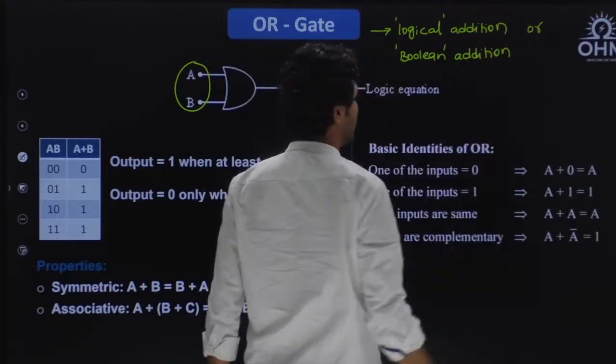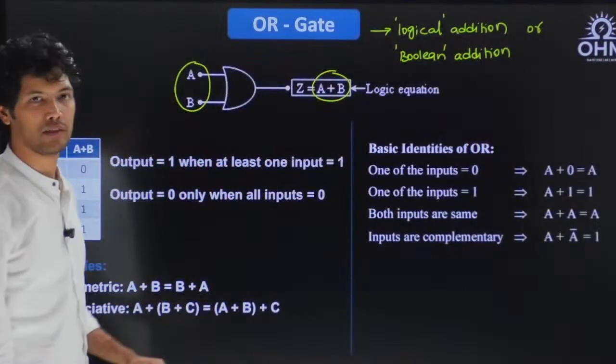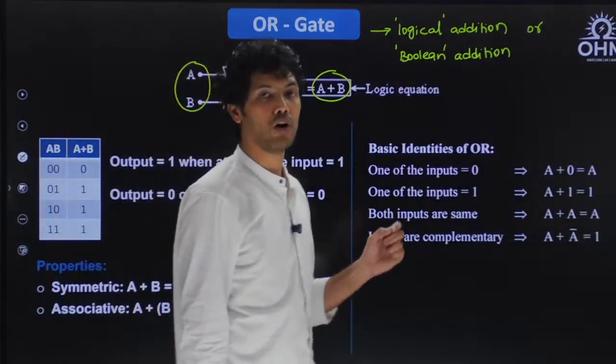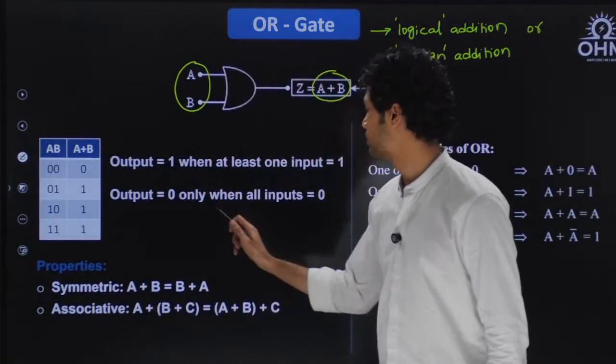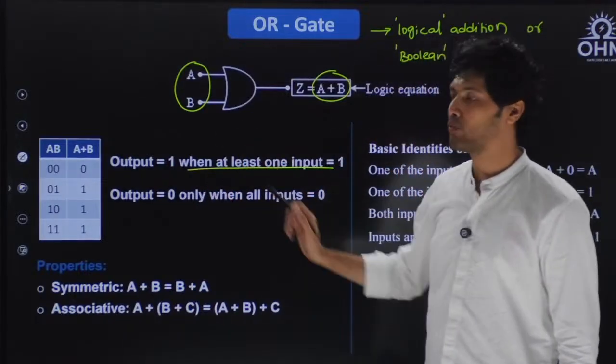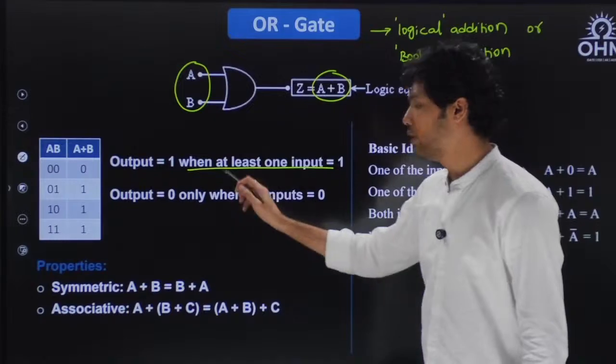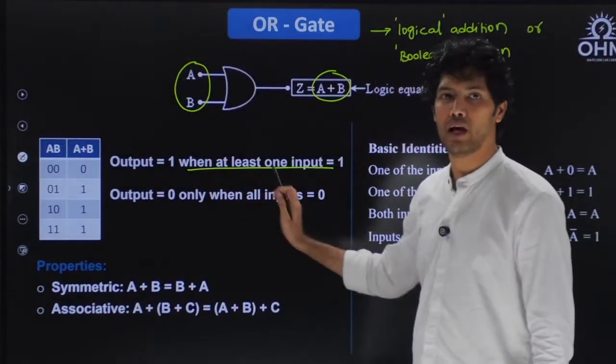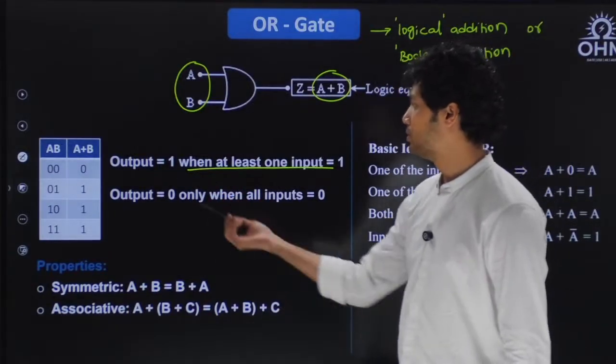Okay. And the functionality in the form of statement is nothing but whenever one of the input is 1. Please notice, whenever at least one input is 1, it means definitely output becomes equal to 1. And only when all inputs are 0, only then output becomes equal to 0. So this is the truth table.